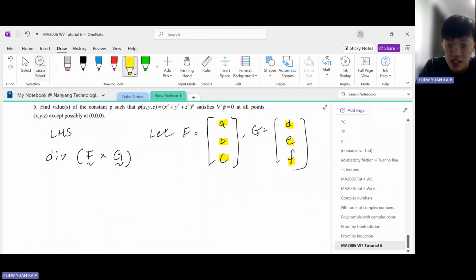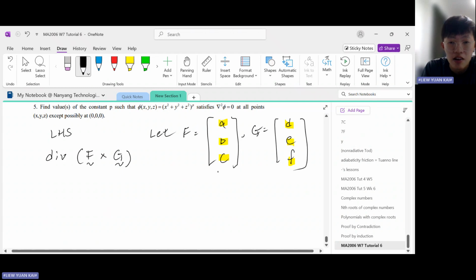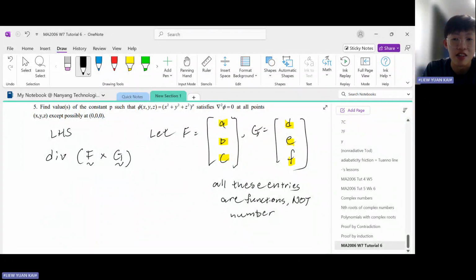So all of these are functions, meaning we can differentiate them with respect to x, with respect to y, with respect to z. Take note of that. All these entries are functions, not numbers. It's very important because later on we need to take derivatives of these, and if you think these are numbers, then the derivative of a number is 0.